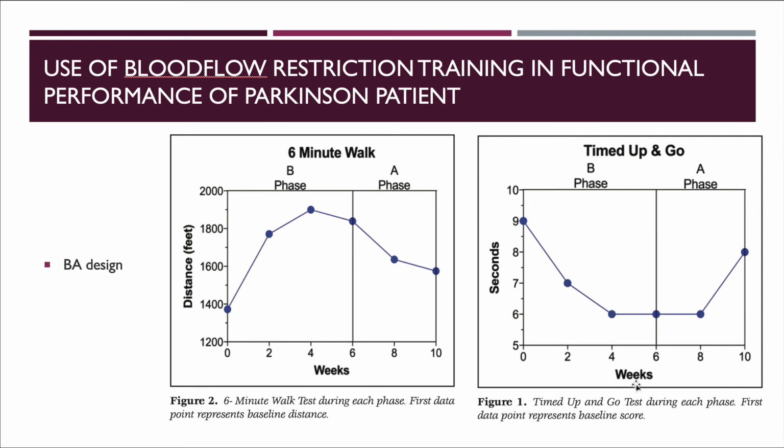When we looked at the timed up and go test, where they have to get up and move, lower times are going to be better. We see a similar pattern, but because here a lower number is better, whereas on the other chart higher is better. We see an improvement occur very quickly at 2 weeks, 4 weeks, 6 weeks, and then when we stop training, there's a bit of a carryover where it persists for a little bit, and then they start to drop back down. So again, a way to examine blood flow restriction training on an individual with Parkinson's. I think that's an interesting type and application of this type of research study.